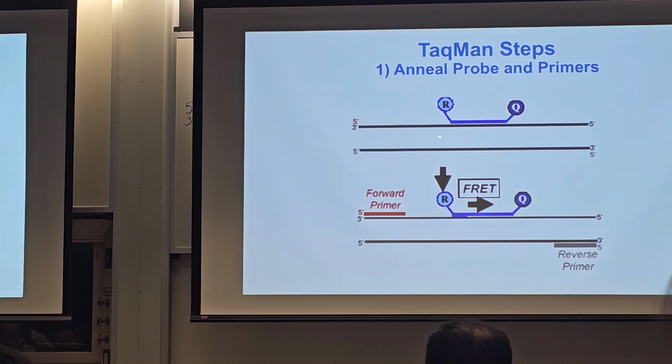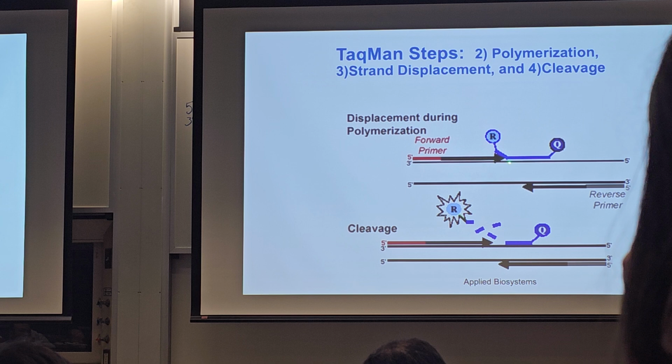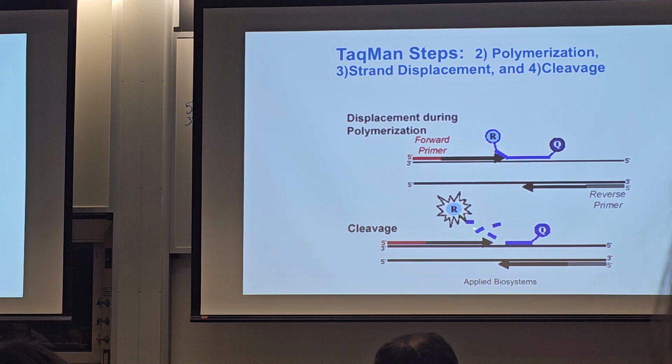Okay, so here's our probe on here. There's our reporter. There's our quencher. So here's the forward primer. FRET is keeping the reporter quiet here. And then we're going to do polymerization off of our two primers. So this one goes this way, and that one goes that way. And as it degrades the probe with that 5' to 3' exo, the reporter is released and we get a signal.